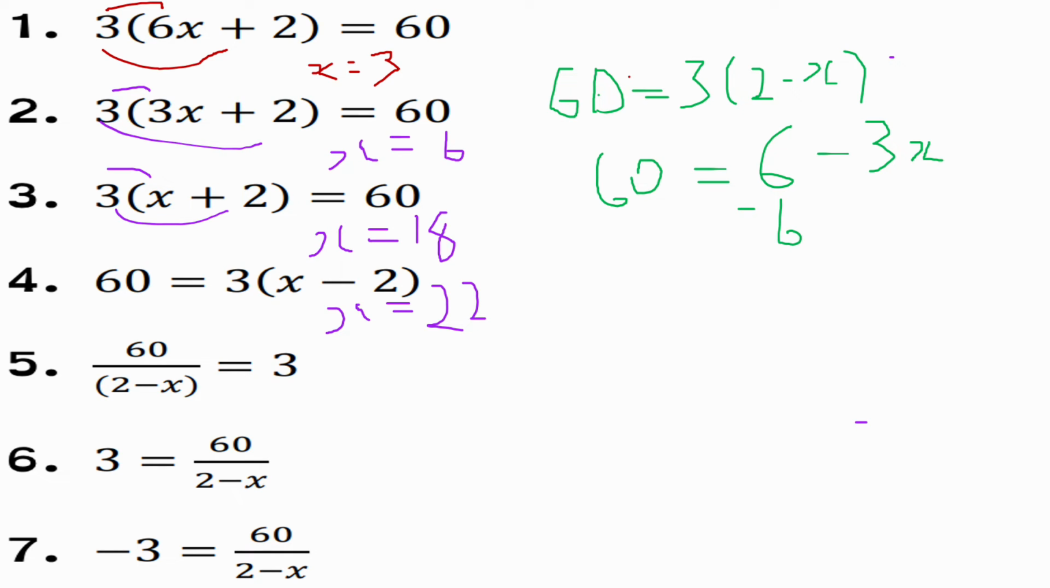3 times 2 is 6, and 3 times negative x is negative 3x. Subtract 6 on both sides. I get 54 is equal to negative 3x. Dividing both sides by negative 3, so I've got to be very careful here. Dividing it by negative 3, I get negative 18. So 54 divided by negative 3 is negative 18.